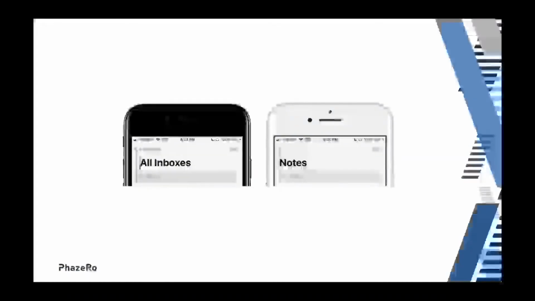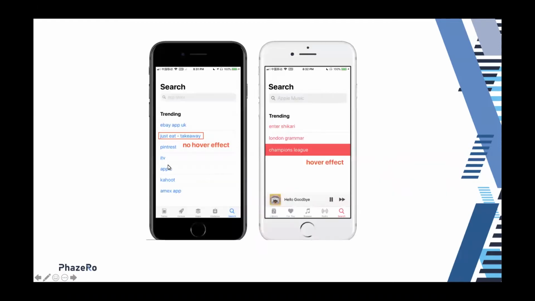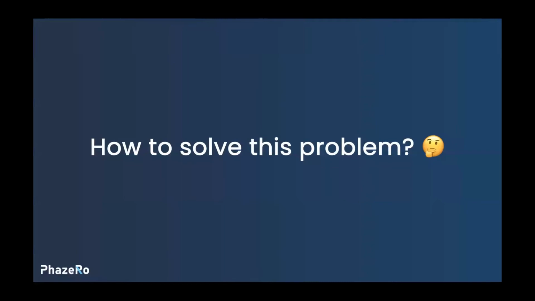Just an example of inconsistency in iPhone: the navigation or the header is different in Notes than in other screens. And also in Search and in Music, or Apple Music, it is different. Here there is no hover effect, whereas here it's in red. So this is considered inconsistency. All right, then how do we solve this problem?